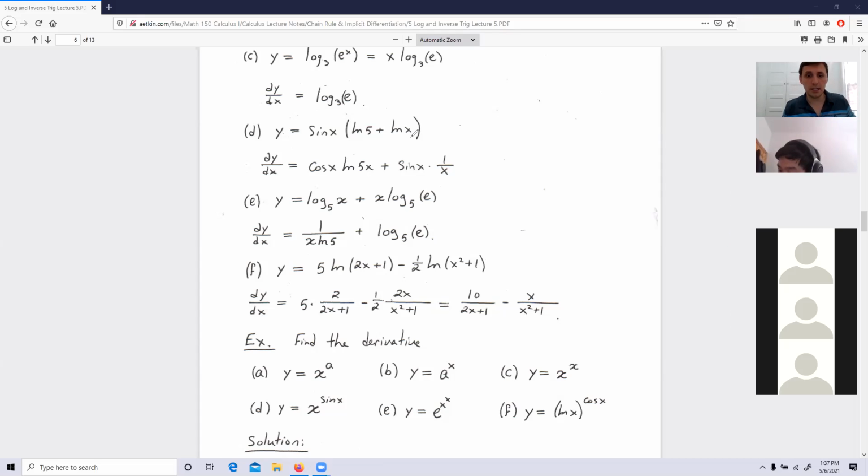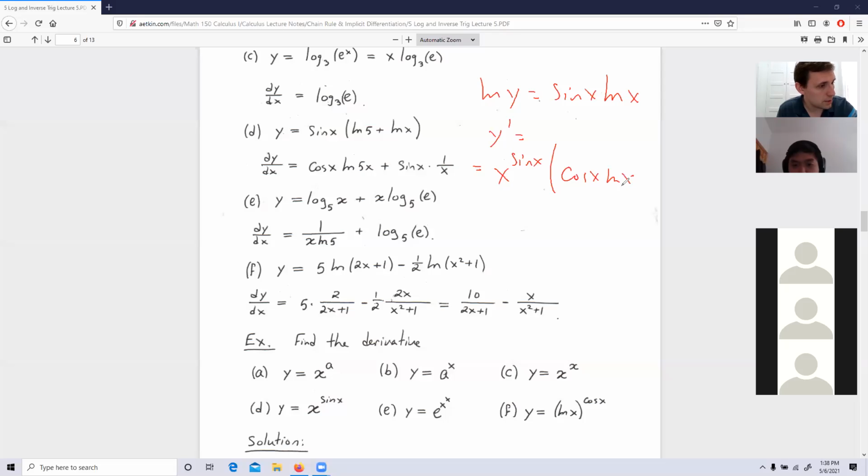All right, so here is the calculation. For this expression, I can just simply say ln of y, where y is this expression, equals sine x ln x. And then for the derivative, y prime will simply be, I just will move the y across, x to the power of sine x multiplied by the derivative, which is cosine x ln x plus sine x over x. Good?